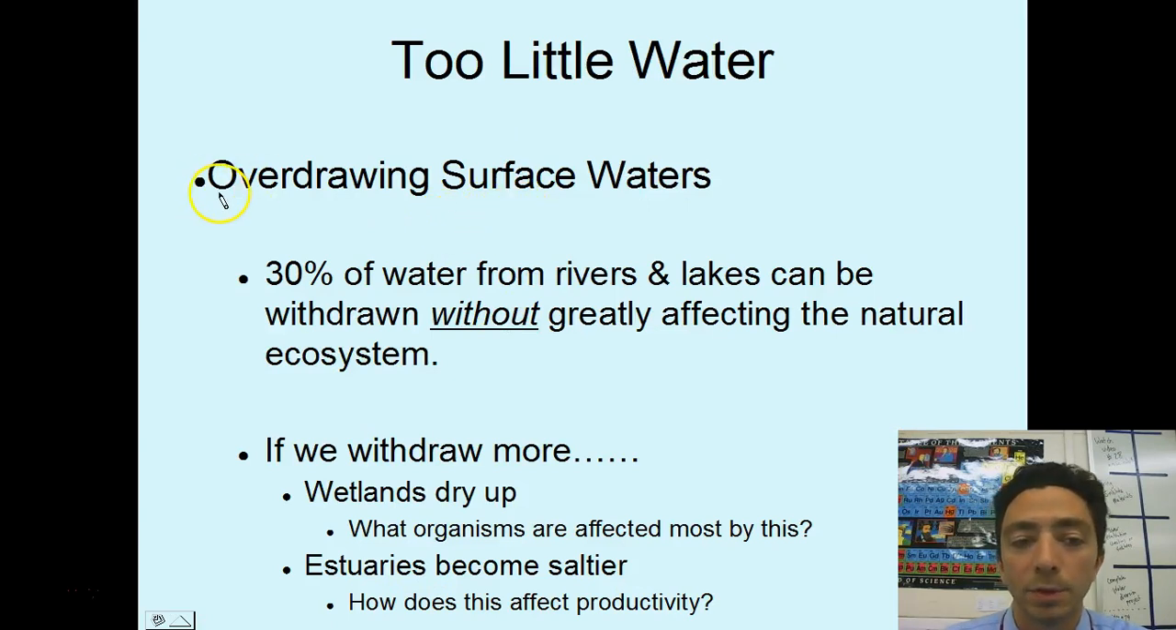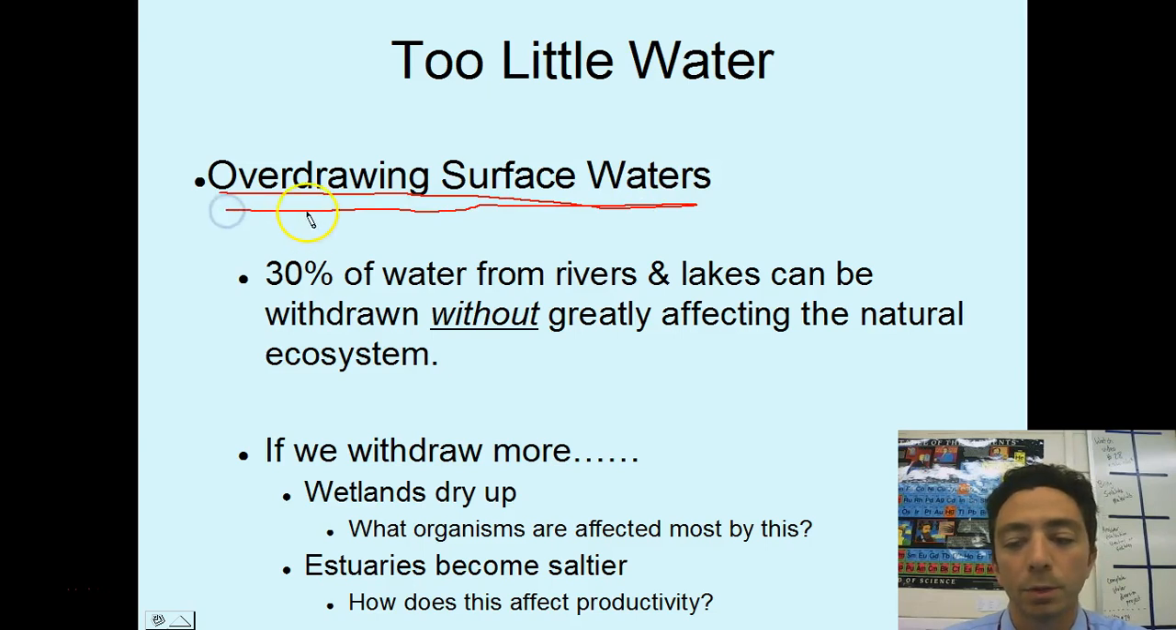One of our biggest problems comes from overdrawing surface water. So in Jacksonville, we don't really rely on surface water that much for our municipal fresh water, but there are areas of the country that rely heavily on rivers and lakes for their water sources. And so this can be a problem if we're taking out more water than we're putting in.